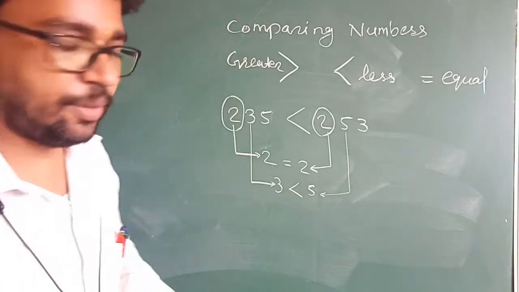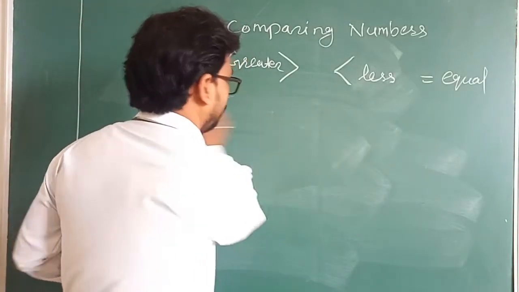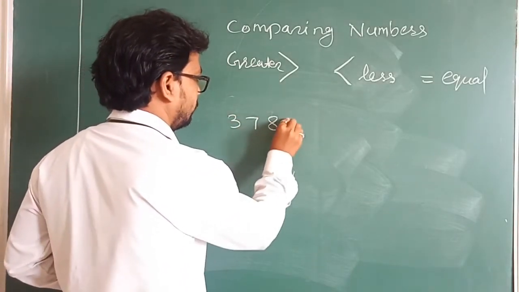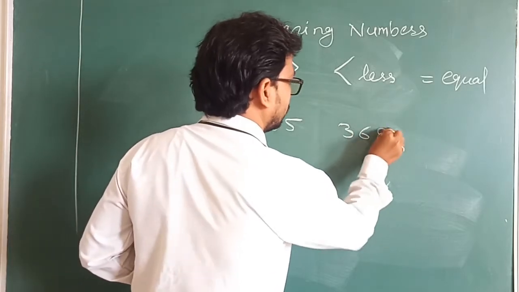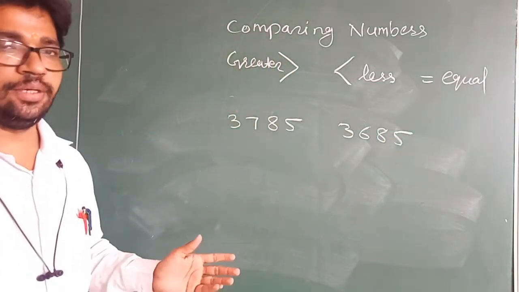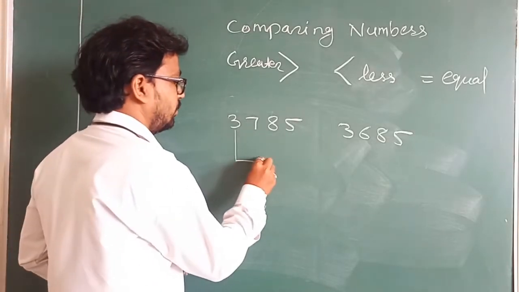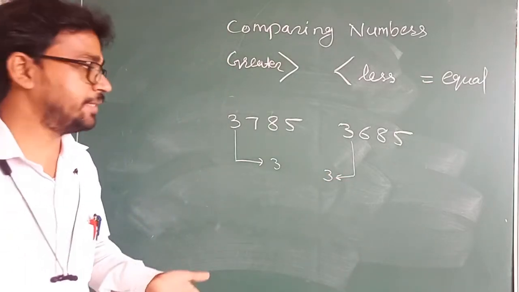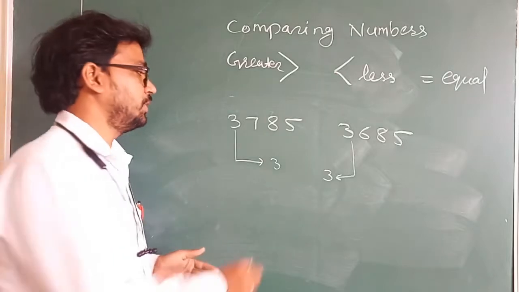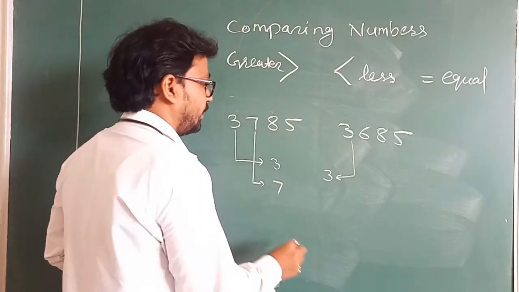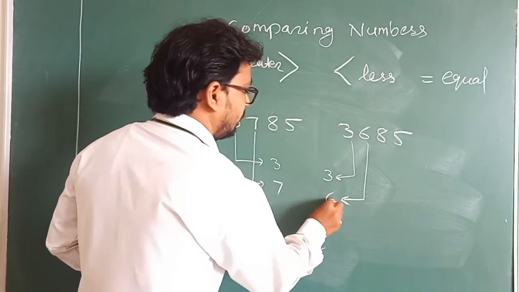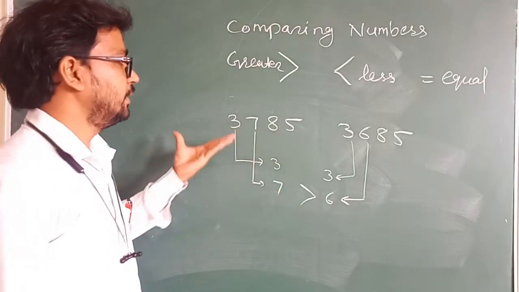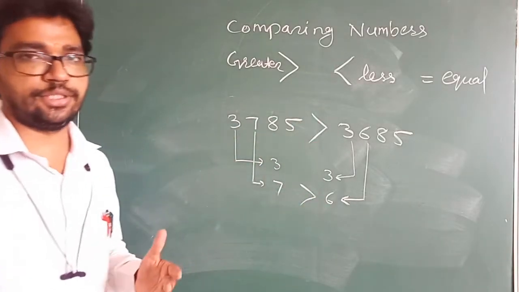One more example we take here. Now it is a 4-digit number. Here it is 3, and here also it is 3. We first compare the thousands place. Both places are the same. Now compare the next one, which is the hundreds place. At the hundreds place there is a 7 and here it is 6. Which is bigger? 7 is bigger than 6. That's why this number is greater than 3685.